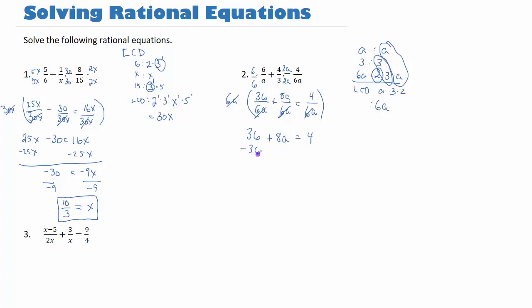Subtract 36 on both sides, and I get 8a equals negative 32. And if I divide by 8, I get a equals negative 4. Oh, that was nice to get a nice answer. Sometimes you'll get fraction answers, sometimes you'll get nice answers. Let's take a look at one more.